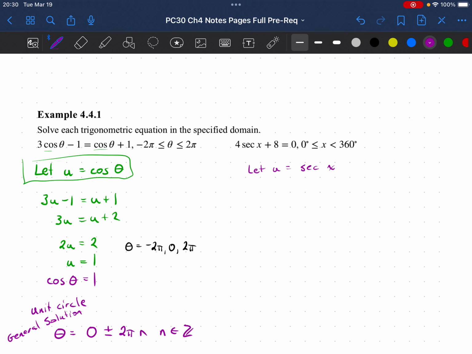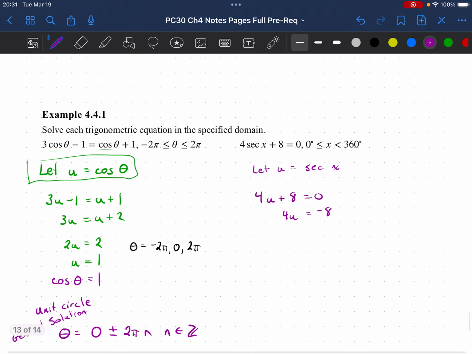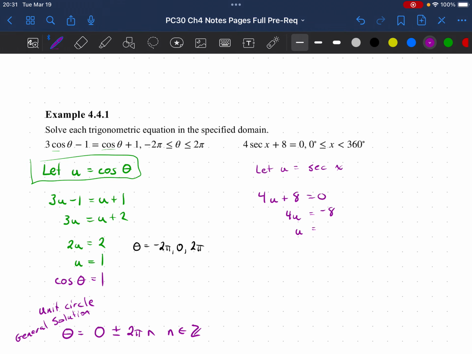So our next step is to rewrite our equation: 4 times u plus 8 is equal to 0. Let's solve this. Let's move our 8 over. 4u is equal to minus 8. Divide both sides by 4, we get u is equal to minus 2. Now that we've got u isolated, we take our secant x and put it back in. Secant x is equal to minus 2.